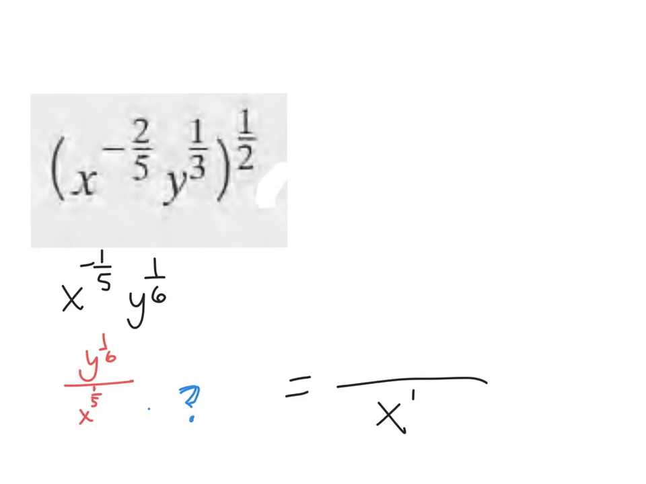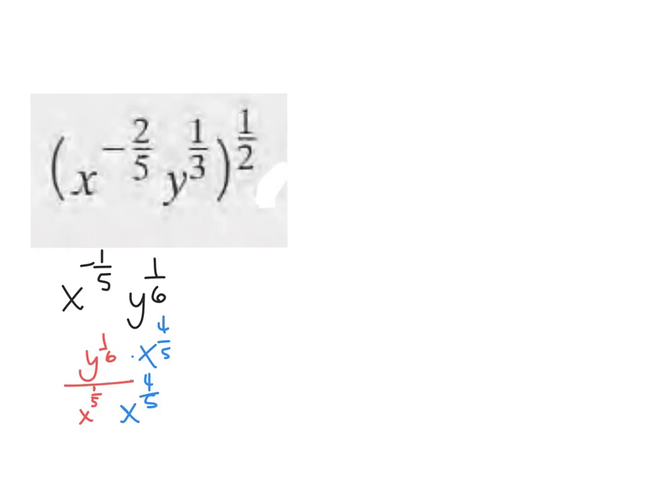X to the 5th will not work. Why? Because what is 1/5 plus 5? It's 5 1/5, still a fraction. But if this was x to the 4/5, 1/5 plus 4/5 equals 1. So what I'm going to really want to do here is multiply top and bottom by x to the 4/5.